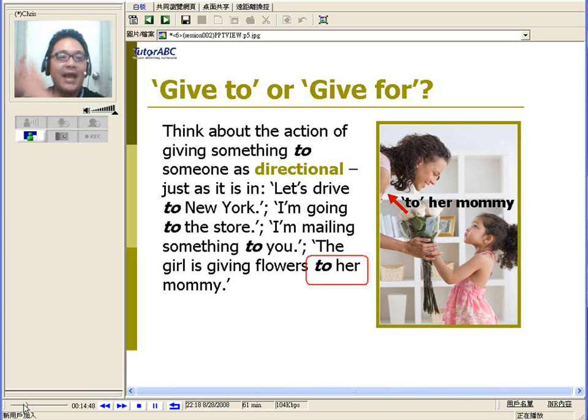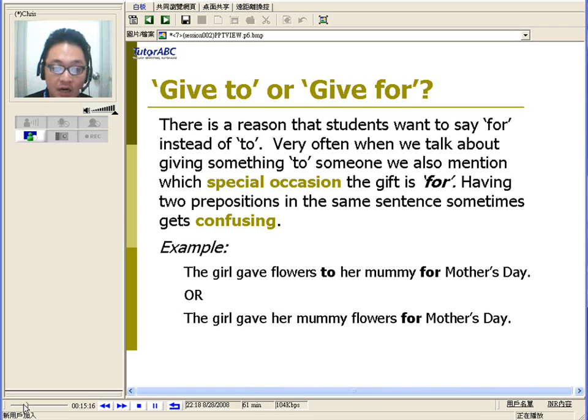To is basically from A to B, from one place to another place. So that's why the preposition to is much more common than for. Later I will explain how we use for, but I want to make sure that you understand the concept of to. Okay, let's continue here.